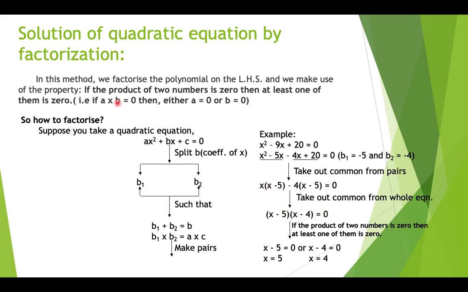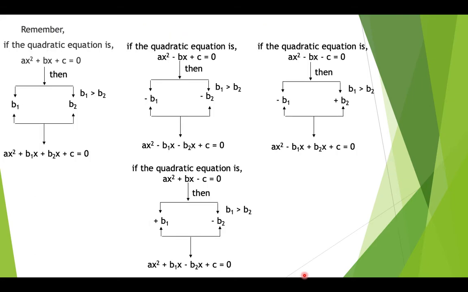Since from the above property, that is if a into b is 0, then either a or b is equal to 0, what we are going to get is either x minus 5 is equal to 0 or x minus 4 is equal to 0. So we are going to get x is equal to 5 or x is equal to 4. So we get the solution of a quadratic equation by factorization method. Remember this, since the degree of the quadratic equation is 2, the maximum number of solutions for this quadratic equation is also 2.